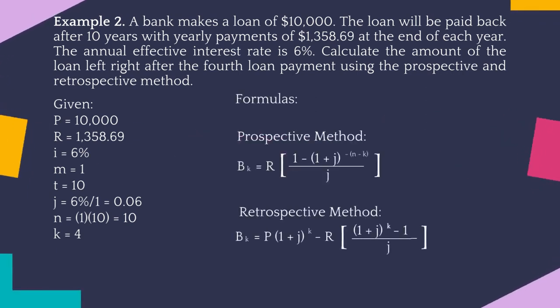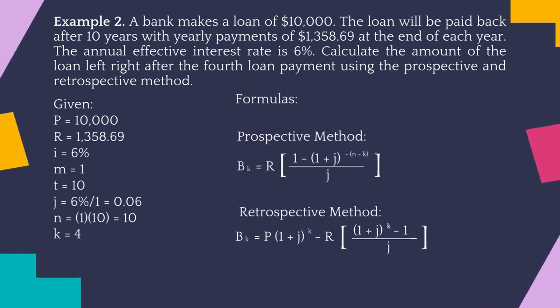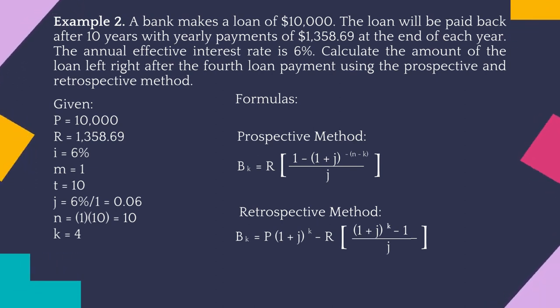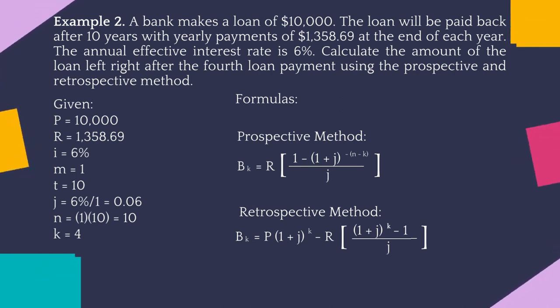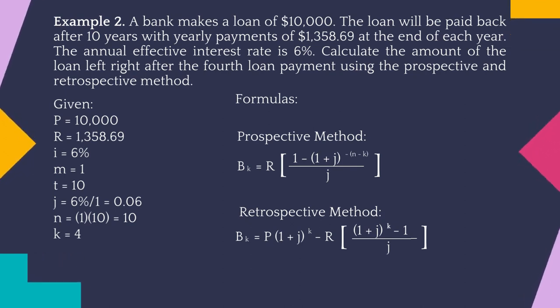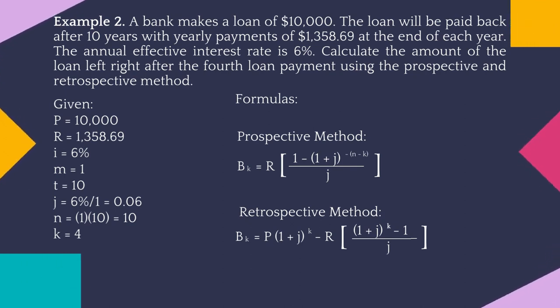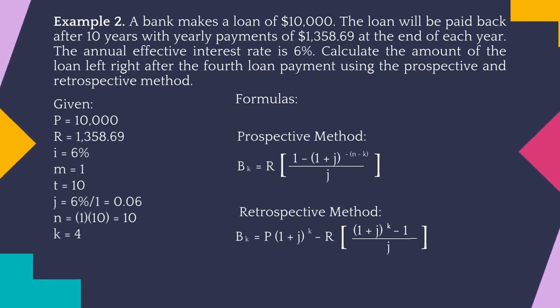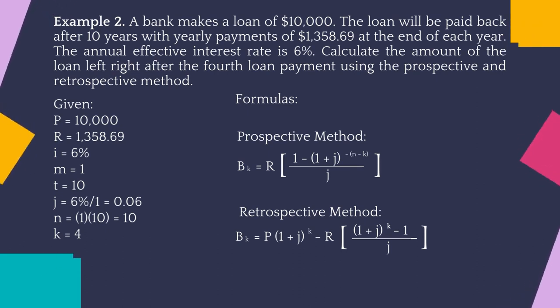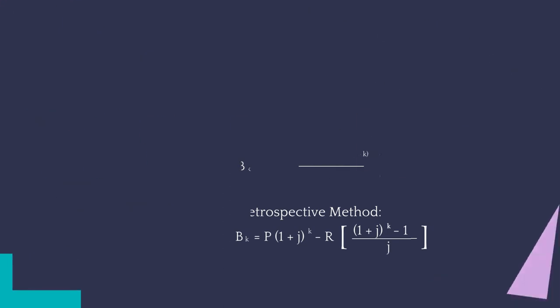So first, let us know what the formulas are for the prospective and retrospective methods. For the prospective method, here is the formula. Bk equals R times 1 minus 1 plus J to the power of negative N minus K, all over J. For the retrospective method, it is Bk equals P times 1 plus J to the power of K, minus R times 1 plus J to the power of K minus 1, all over J.